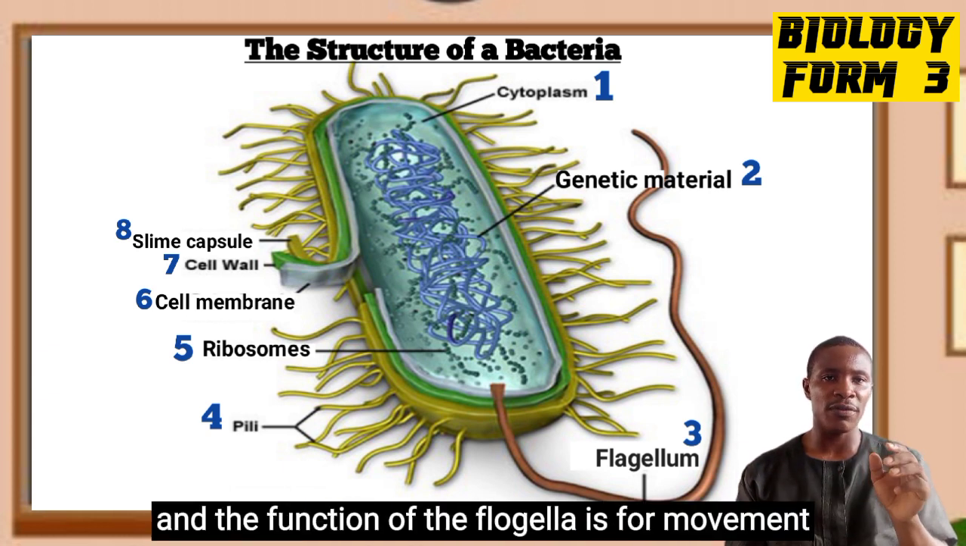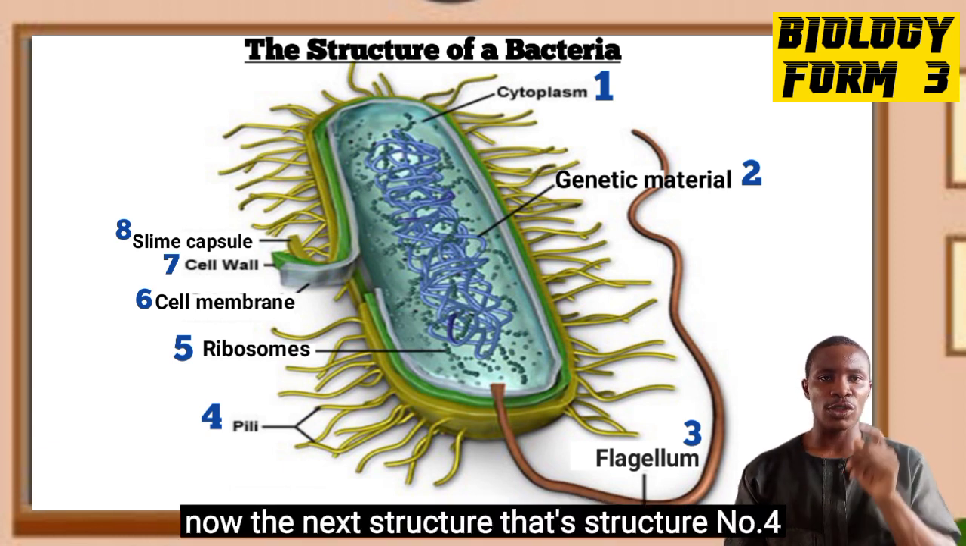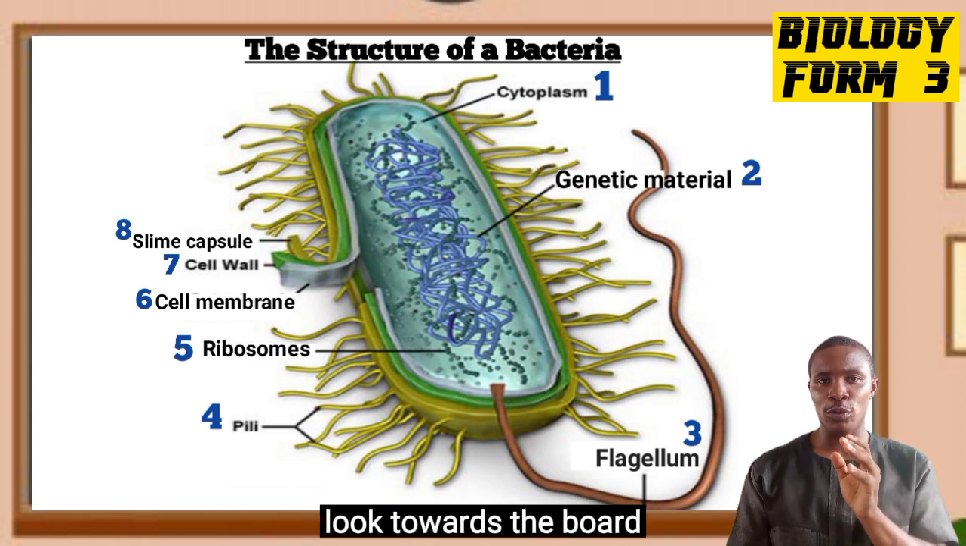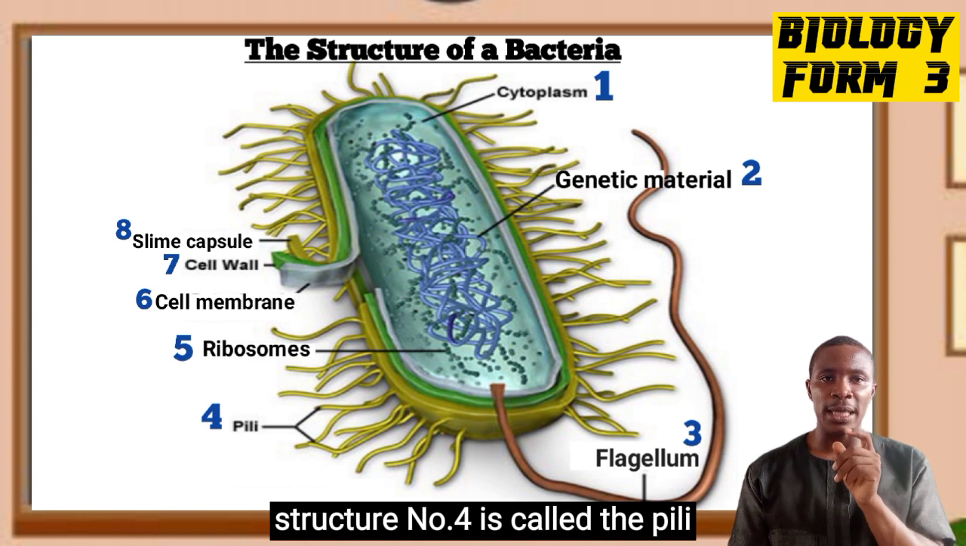And the function of the flagella is for movement. Now, the next structure, that's structure number 4. Look towards the board, you are going to see these structures. Structure number 4 is called the pili.